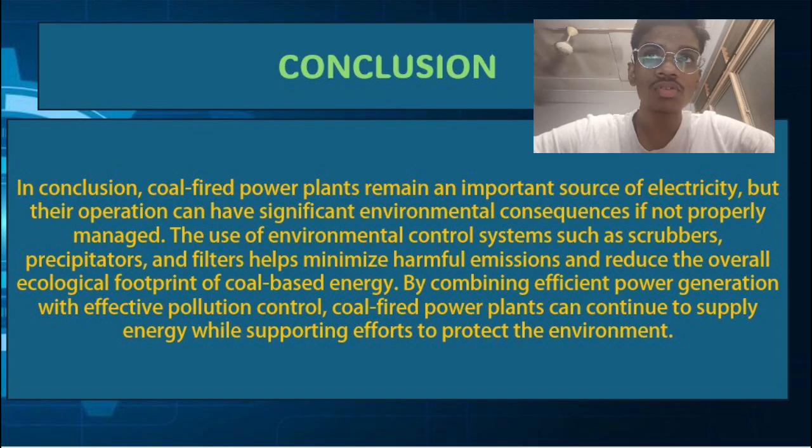So finally, in conclusion of my presentation, coal-fired power plants remain an important source of electricity, but their operation can have significant environmental consequences if not properly managed. The use of environmental control systems such as scrubbers, precipitators, and filters helps minimize harmful emissions and reduce the overall ecological footprint of coal-based energy. By combining efficient power generation with effective pollution control, coal-fired power plants can continue to supply energy while supporting efforts to protect the environment.